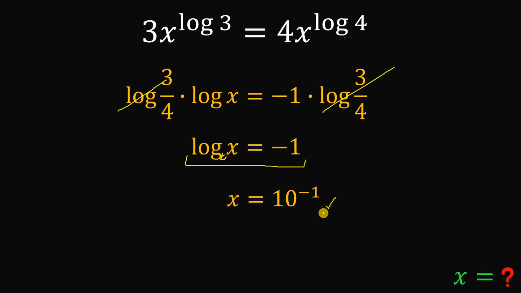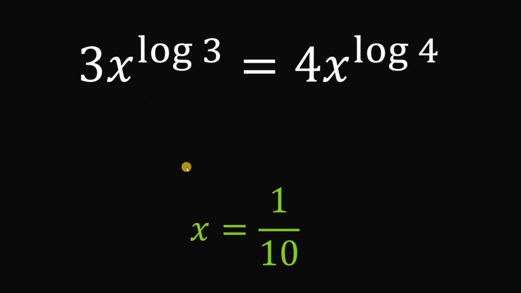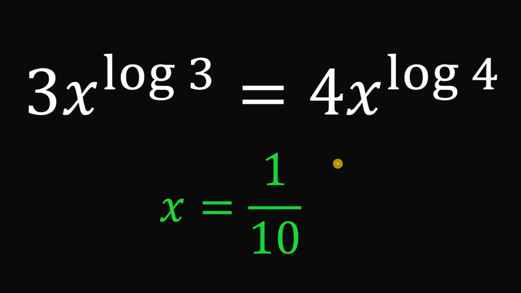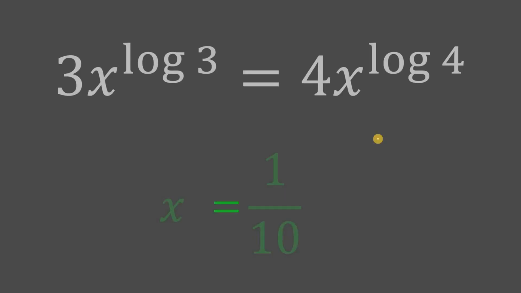And of course, we want positive exponent. So let's take the reciprocal of 10 raised to the power of negative 1. We get that x equals 1 over 10. Therefore, in this equation, x equals 1 over 10 is the value of x that satisfies this equation. And of course, we need to check that if we replace all x with 1 over 10, the left-hand side and the right-hand side balance.